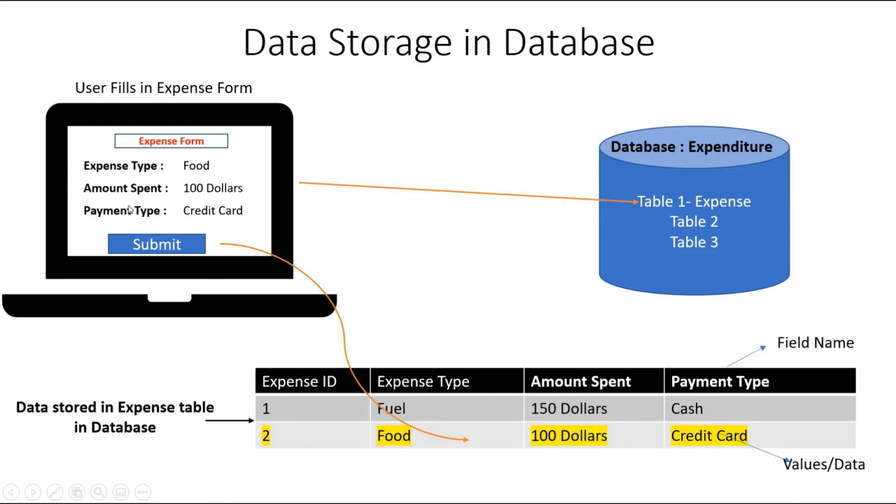In this example, when the user submits the form, the data provided by the user is added in the table in a single row. As you can see, expense type is food, amount spent is $100, the payment type is credit card. This is the data provided by the user and the data is added as a single row in the expenses table. Now, I will show this in a real-time scenario, how the user adds the expenses and how the data is stored in the real database. The database I am going to use now is called MySQL database.